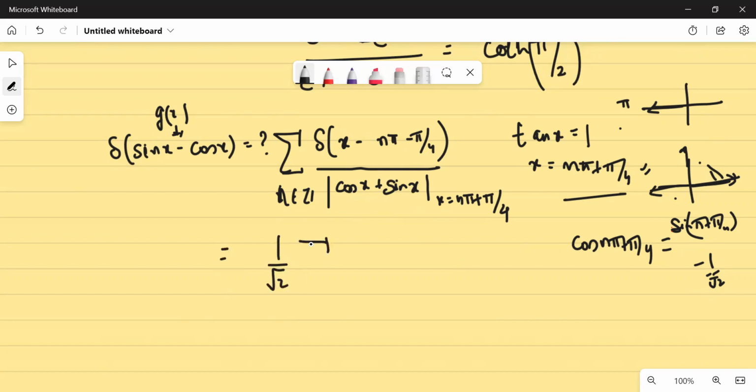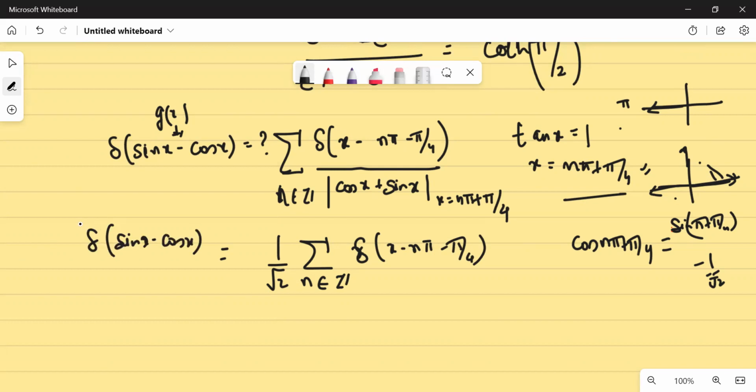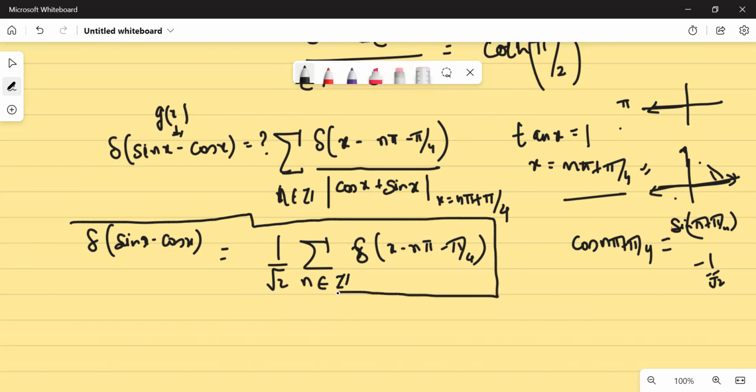So 1 upon root 2, the sum over n belonging to Z of Dirac of x minus n pi minus pi by 4. Is that clear to you? So instead of writing Dirac of sin x minus cosine x, you can as well represent it as a sum of all these Dirac delta functions having spikes at n pi plus pi by 4. Is that clear to you?